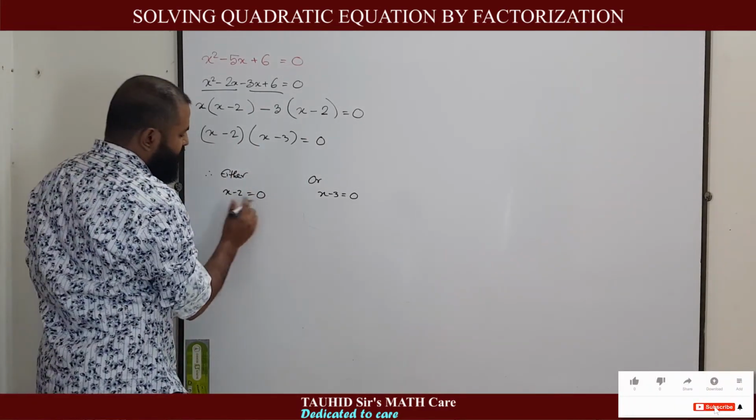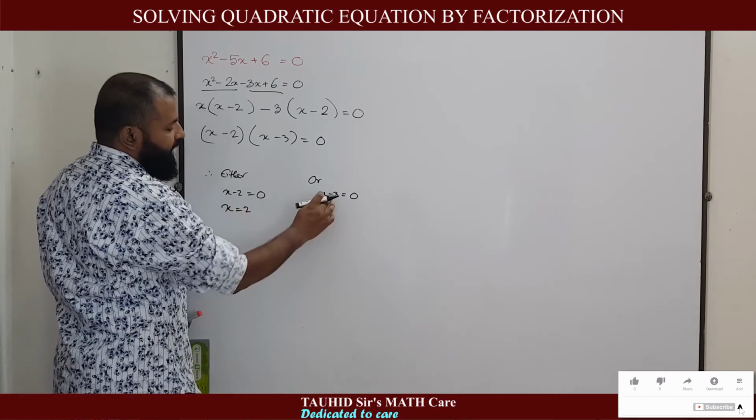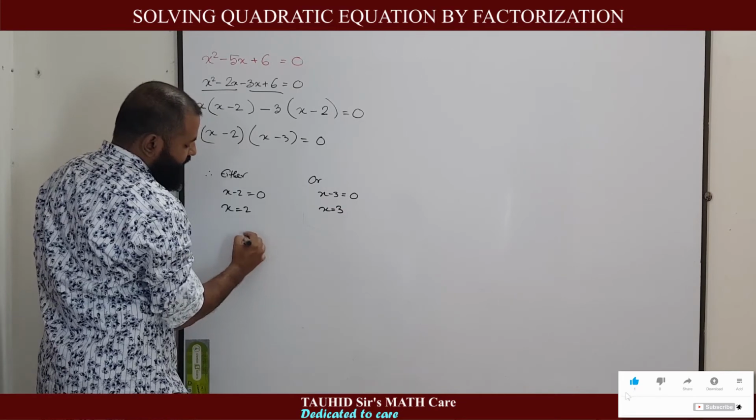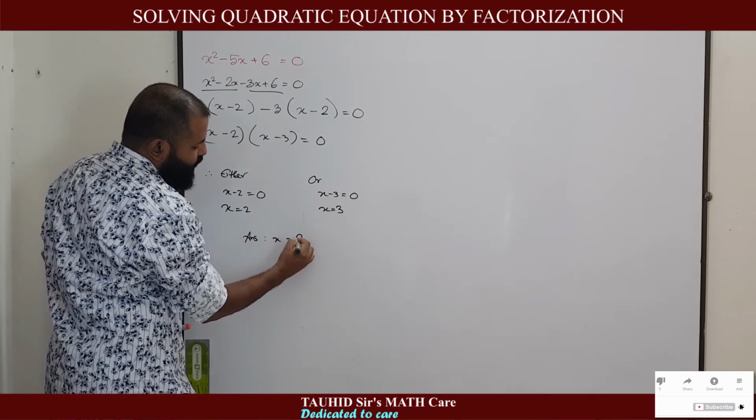So x minus 2 equals 0, that means x equal to 2, and x minus 3 equal to 0, that means x equal to 3. So our answer is x equal to 2 or 3.